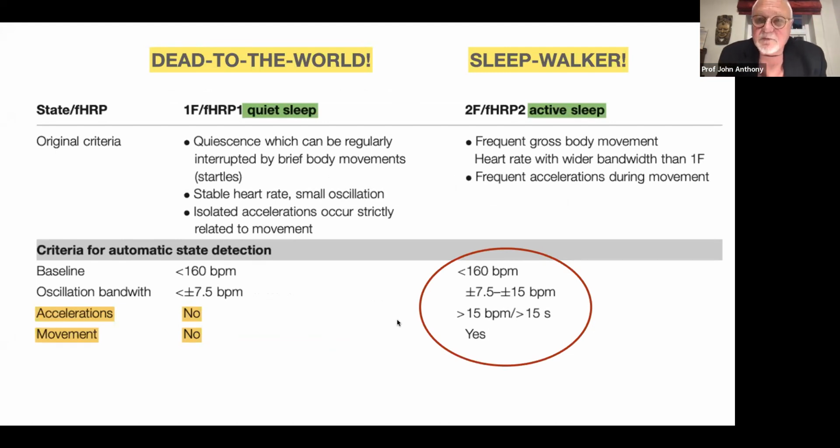On the other hand, you may have a baby that is asleep, but nevertheless active. And I've just termed this the sleepwalking baby. And this is a baby that shows fairly frequent gross body movement. And the effect of this on the CTG is that there are now accelerations evident paired with the fetal movements that are taking place. And these are more than 15 beats per minute, lasting more than 15 seconds. And as I say, there's movement evident in the baby.